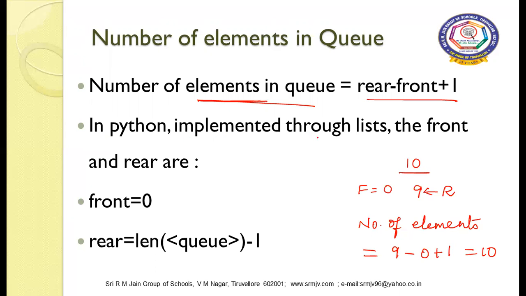When Python implements a queue through a list, front will always be 0 and rear is the length of the queue minus 1. So what is the length of your queue? 10. 10 minus 1 is 9. So the last index of your list value is 9 in your queue. Now we'll execute the program to see how the operations work in a queue.